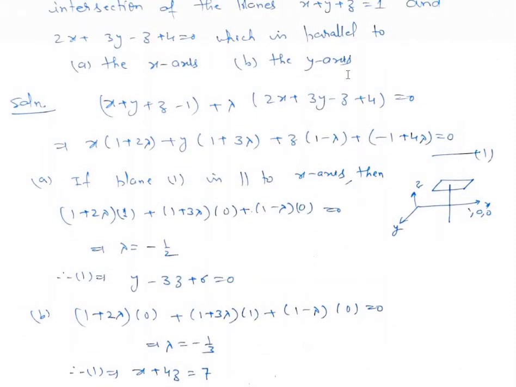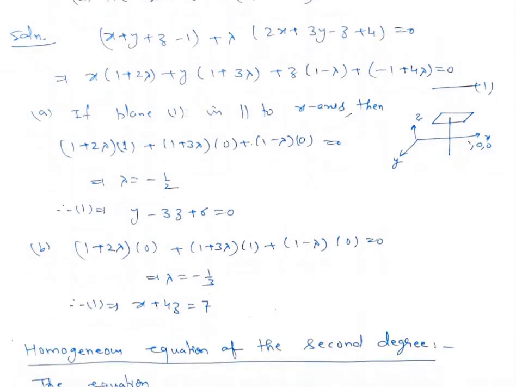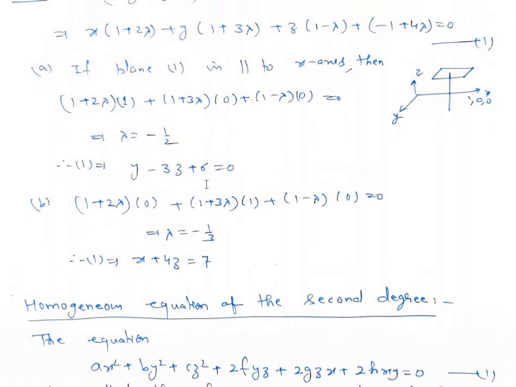Similarly, when the plane is parallel to the y-axis, the direction ratios of the y-axis are 0 1 0 and the direction ratios of the normal to the plane are 1 plus 2 lambda, 1 plus 3 lambda, 1 minus lambda. So therefore we have (1 plus 2 lambda) into 0 plus (1 plus 3 lambda) into 1 plus (1 minus lambda) into 0 is equal to 0. So therefore lambda is equal to minus 1 upon 3. So put the value of lambda here in equation number 1. We have x plus 4z is equal to 7.